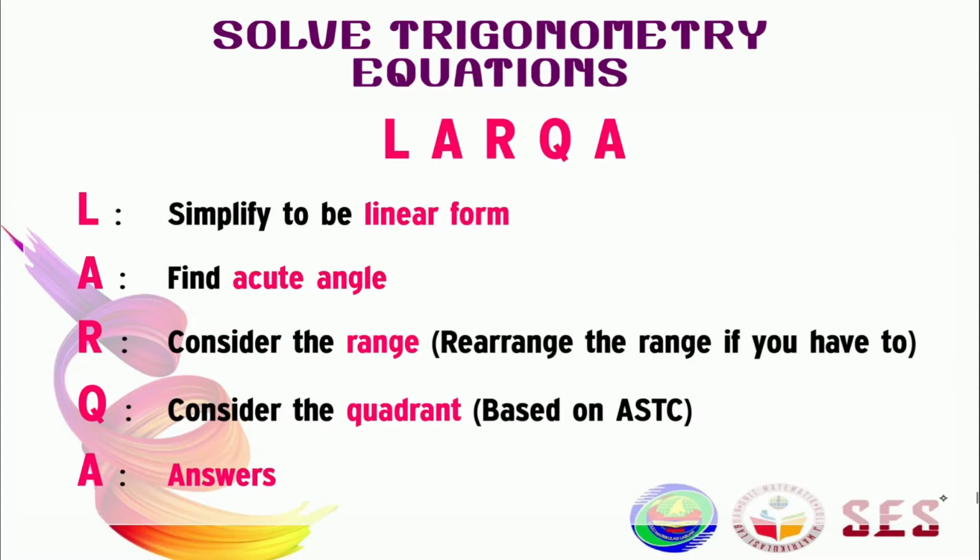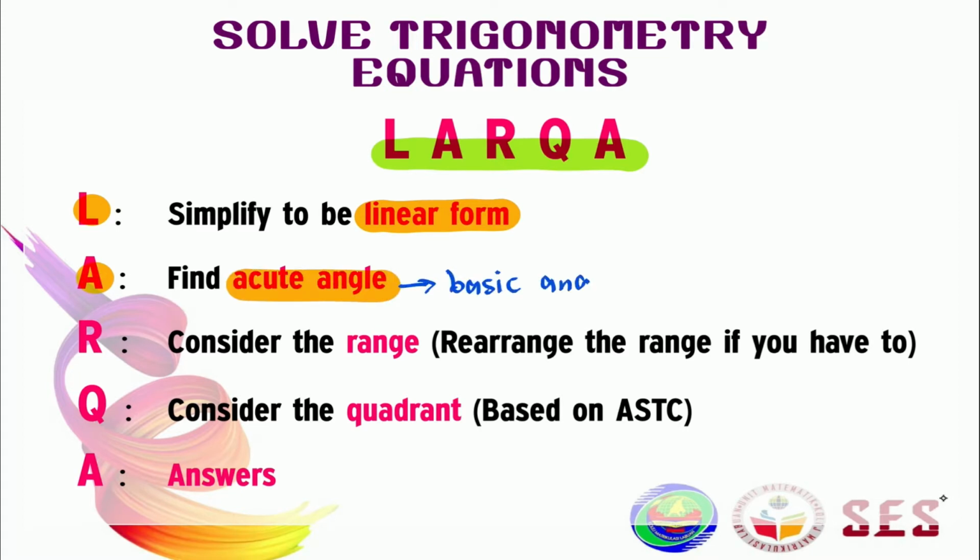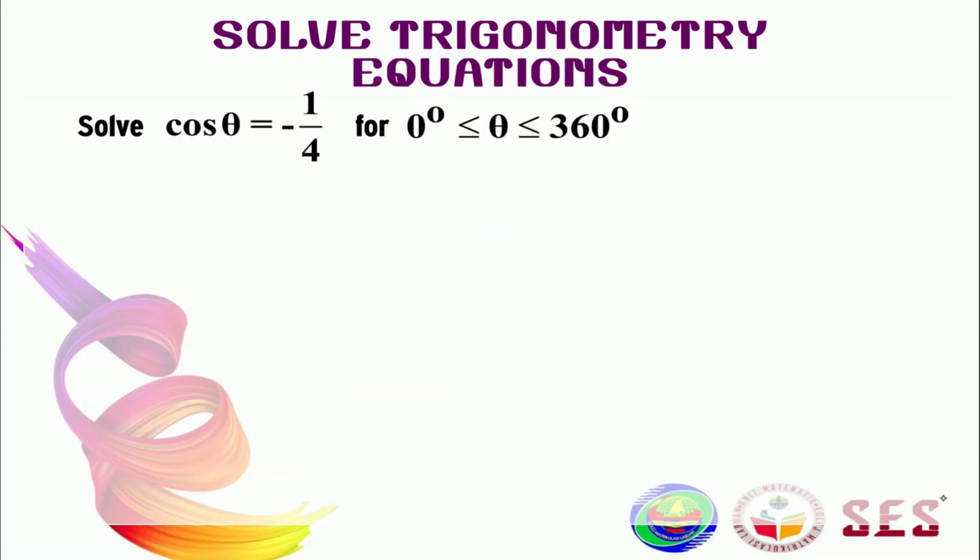We are going to use these 5 steps to solve equations involving trigonometric functions. We're going to call these 5 steps LARCA, where L is for linear form, A for acute angle, which is just the basic angle, R for range, Q for quadrant, and lastly A for answer. Let's see how to use these 5 steps in the first example.